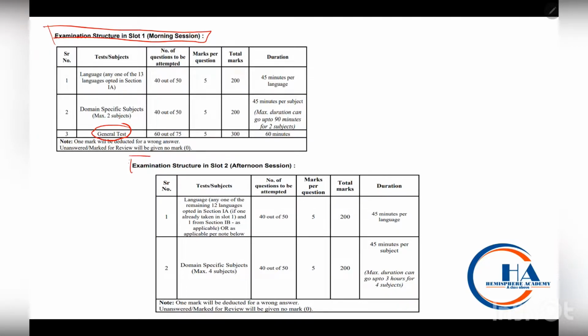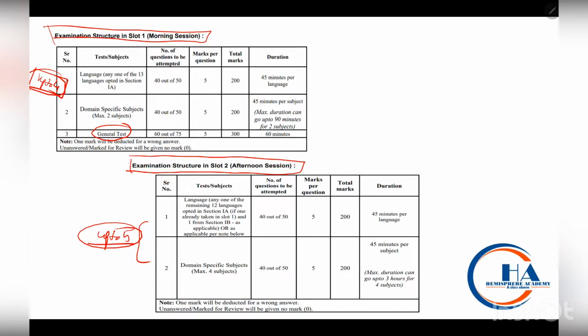And for slot 2, language and domain specific subjects. So this makes a total of up to 5 subjects, and this makes a total of up to 4, or according to the needs of the student that has filled the form.